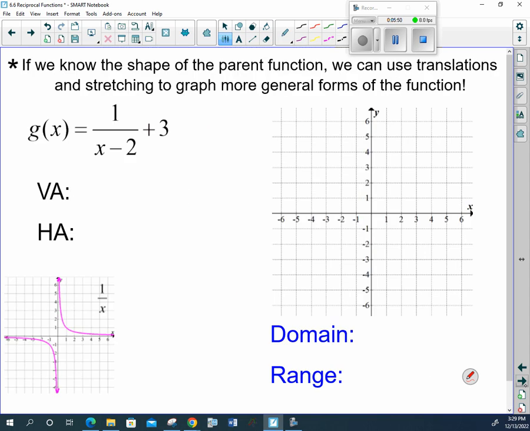So we'll go ahead and graph this one. So right now we know that this is my vertical asymptote at 2. So I'm taking my graph and I'm moving it right 2. So x equals 2. So I'm going to sketch my vertical asymptote. And then this one right here is our horizontal asymptote. So it's going to be at y equals 3.